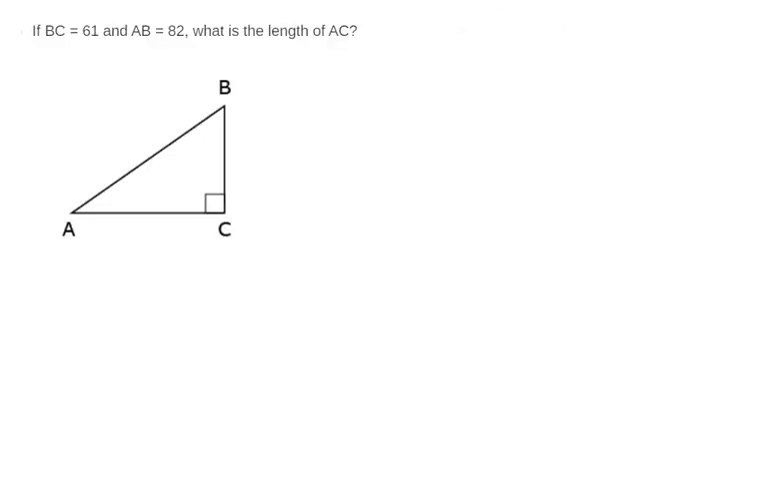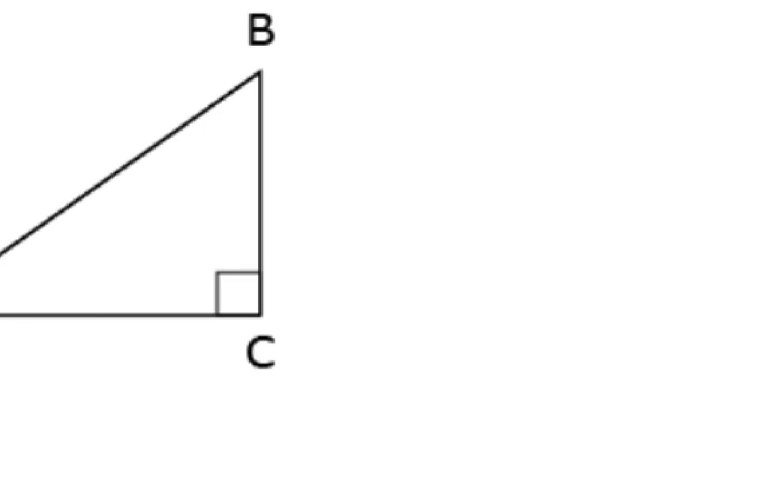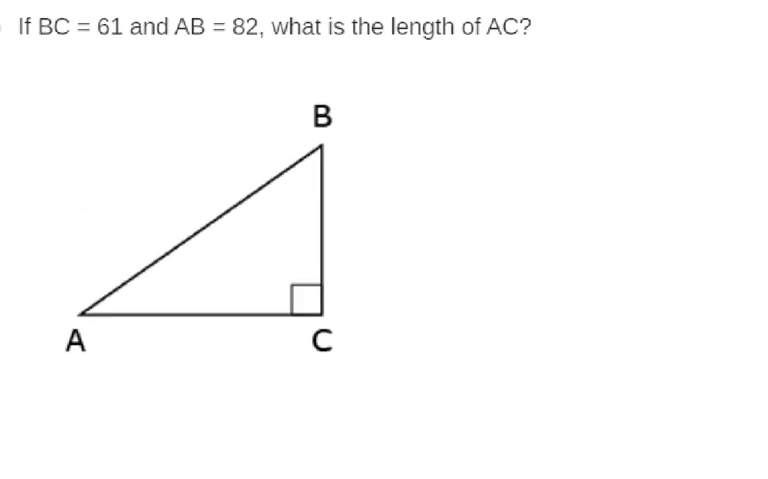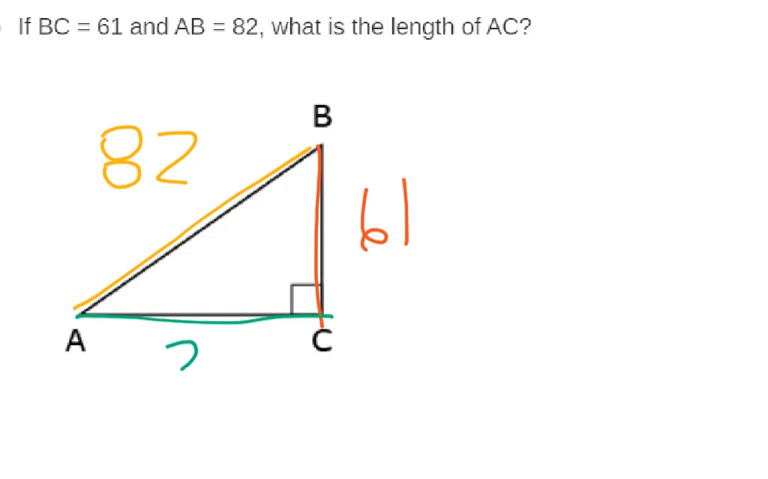Okay, last problem that we're going to do. Again, go ahead and pause the video to write this down if you need a second. We are going to just start by looking at the information that it already gave us. Okay, so it says BC, so the side length of BC is 61. The side length of AB is 82. And now we're trying to find the length of AC, so that's what we're trying to find.